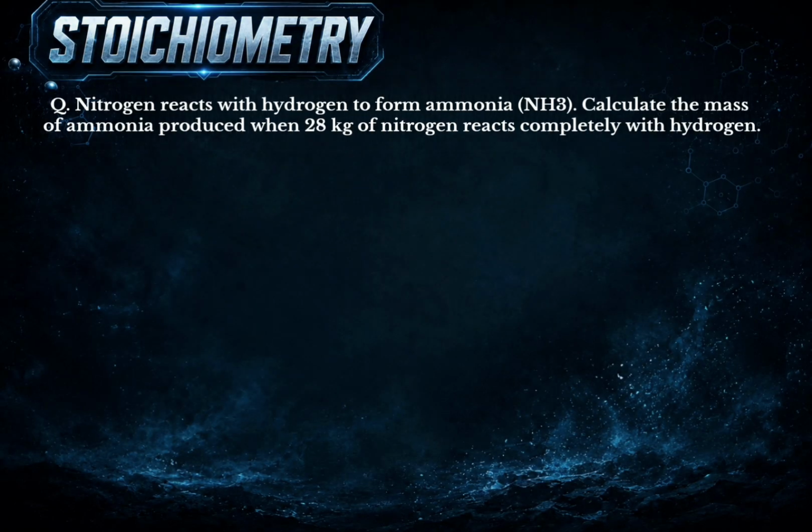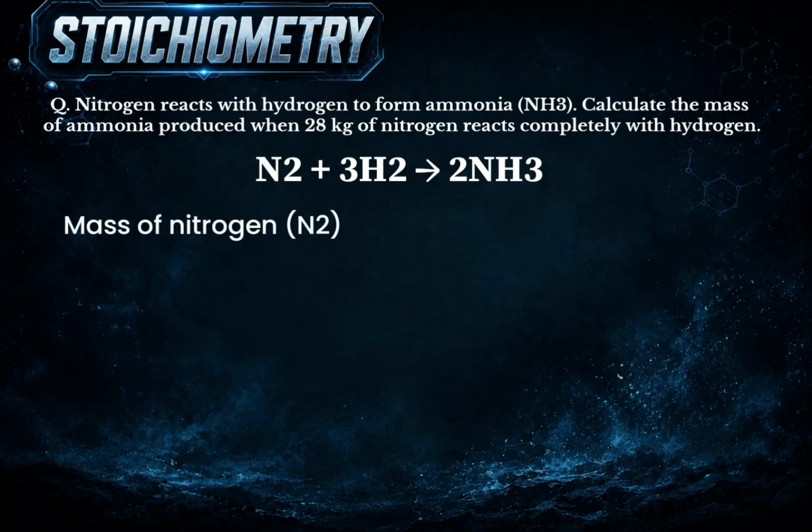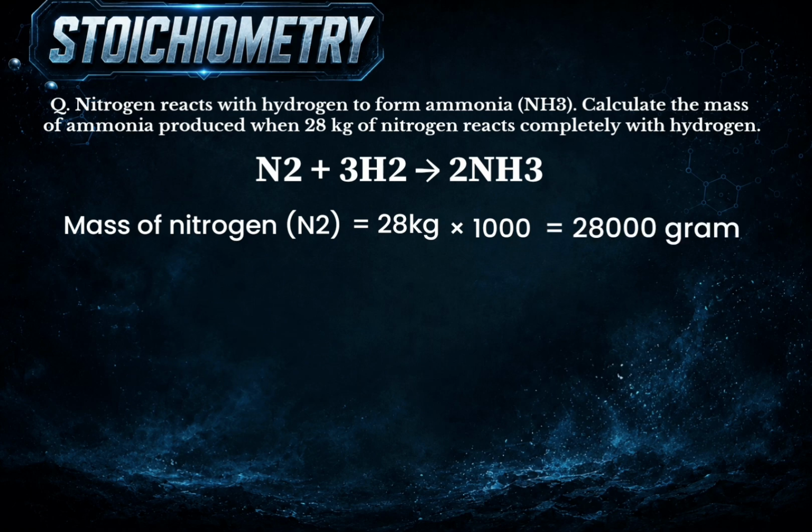Nitrogen reacts with hydrogen to form ammonia, NH3. Calculate the mass of ammonia produced when 28 kilograms of nitrogen reacts completely with hydrogen. First, write the balanced equation. The question asks for the mass of ammonia. We are given the mass of nitrogen, 28 kilograms. First, convert it into grams. Multiply by 1,000. So, we get 28,000 grams.